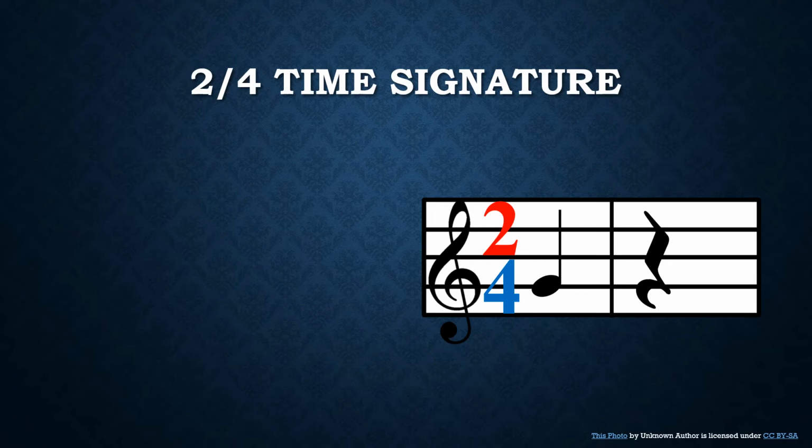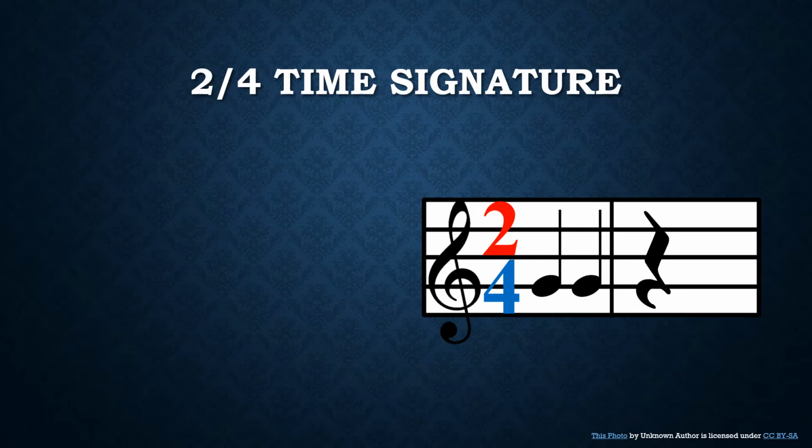Our top number is 2. That means we're allowed a total number of 2 beats for each measure. Right now, we have 1 quarter note in the first measure, but we need 2. So let's add another. Now we have a total number of 2 quarter notes, or 2 beats in our measure. Take a look at the second measure.